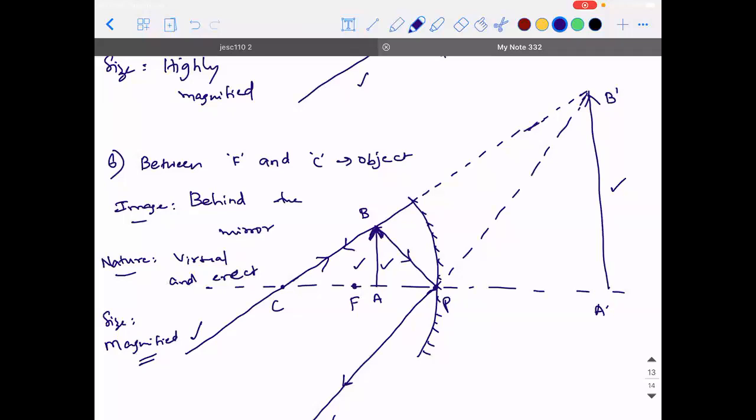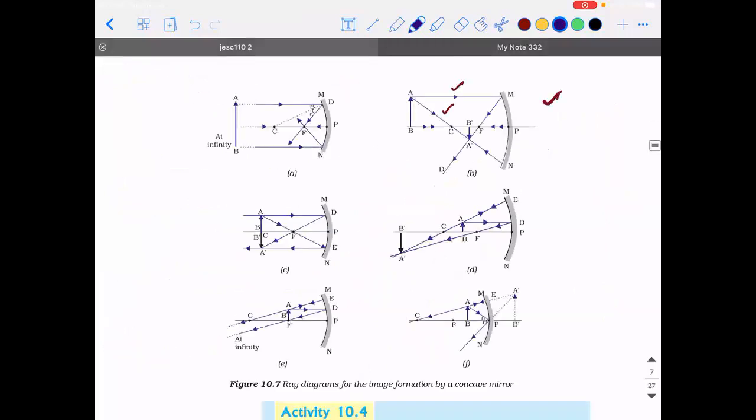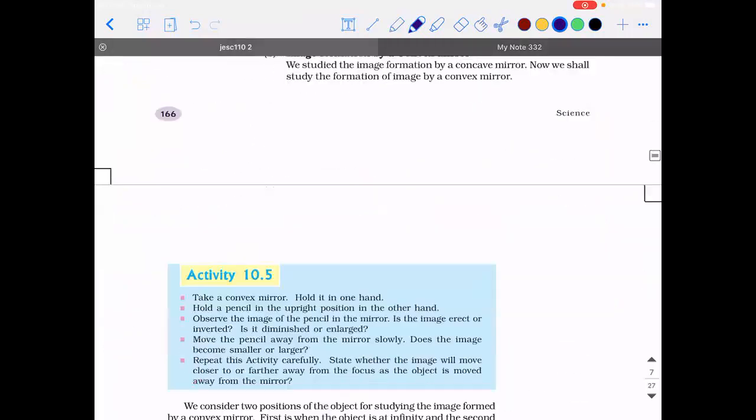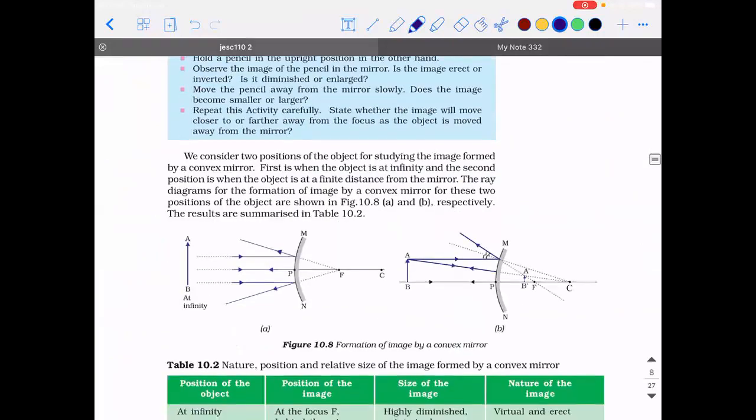Okay. I'll go to the next concept, that is, images formed due to convex mirrors. So how many ray diagrams did I say? There will be two possibilities. And the reason is very simple, because the reflecting surface is on the left-hand side. Right. So with respect to a concave mirror, you had an advantage of keeping the object between center of curvature, focus, and pole, between F and C, between F and P, at F, at C. You had options, right?